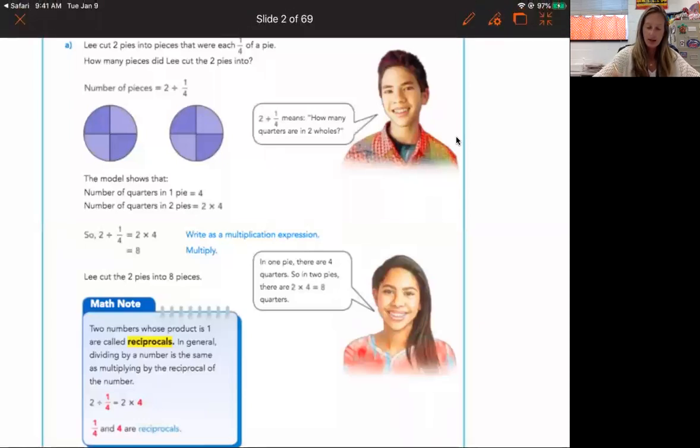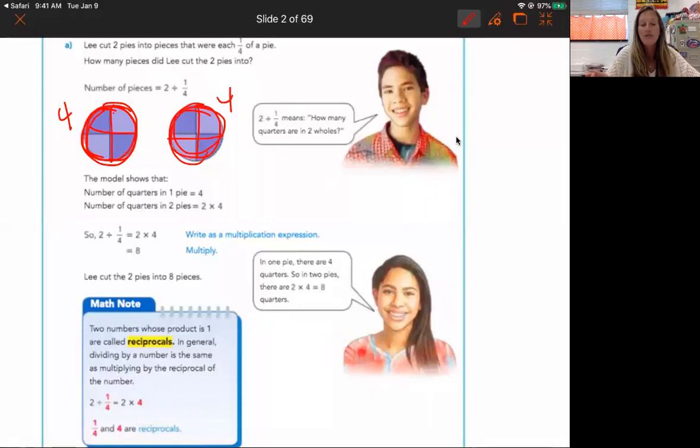And you can see here in the picture, we've got our 2 whole pies and we split them up into 1/4. Each pie has 4 pieces. So then total, I'm going to have 8 pieces, sorry. So you can see here that we can do 2 times 4, the number of pieces I split it up into, and it's going to get me the same answer as opposed to 1/4 going into 2. And that's sort of the whole point.